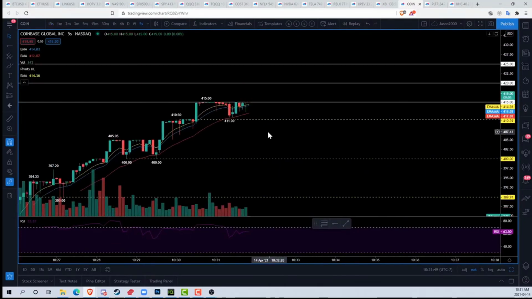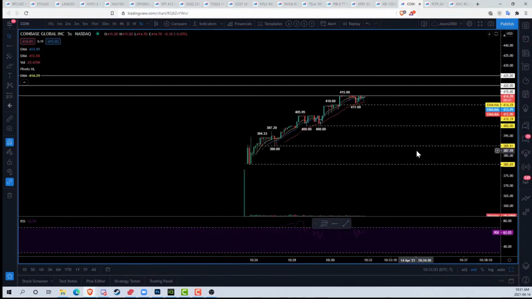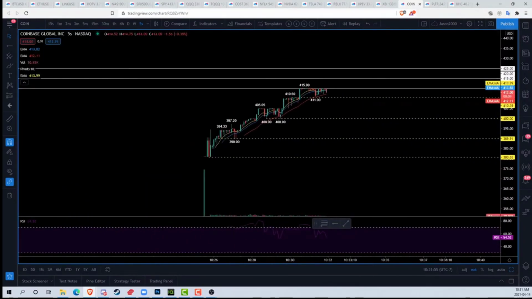Initial hold of our 410.60 range. Fight at 415. Level to beat.